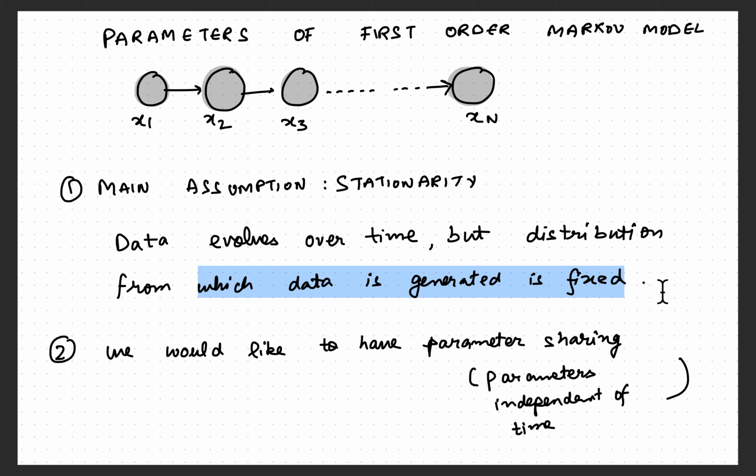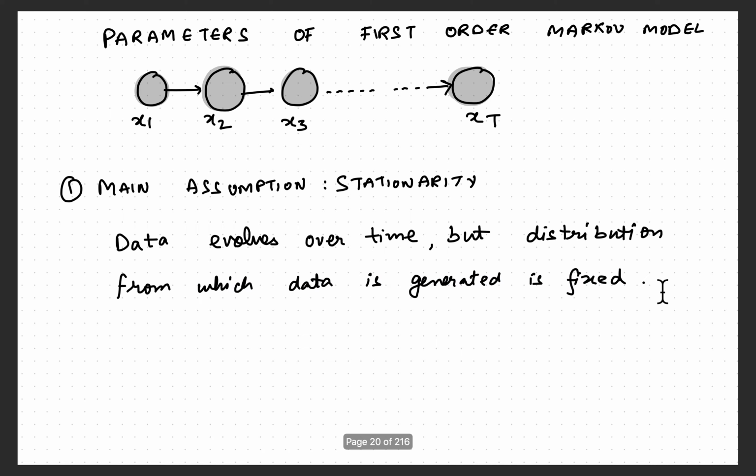This is a very useful property, and this will simplify our calculations and what we plan to do in the case of HMMs. The other way to look at this property is that we would want to have some parameter sharing, or we would like to have some parameters which are independent of time.